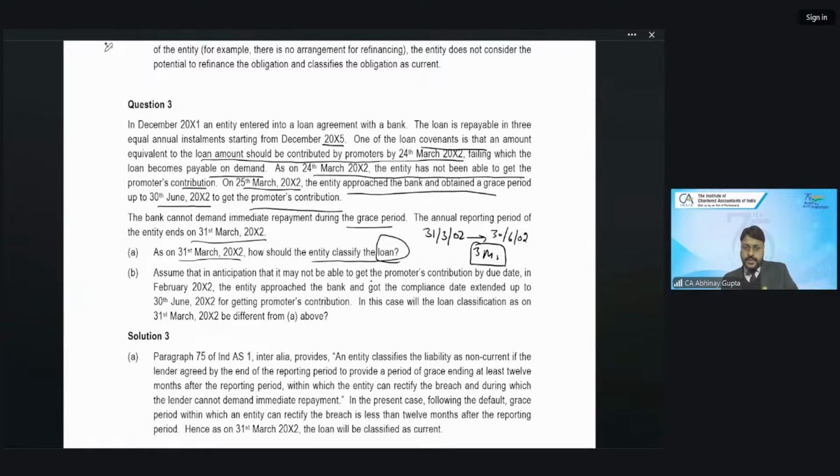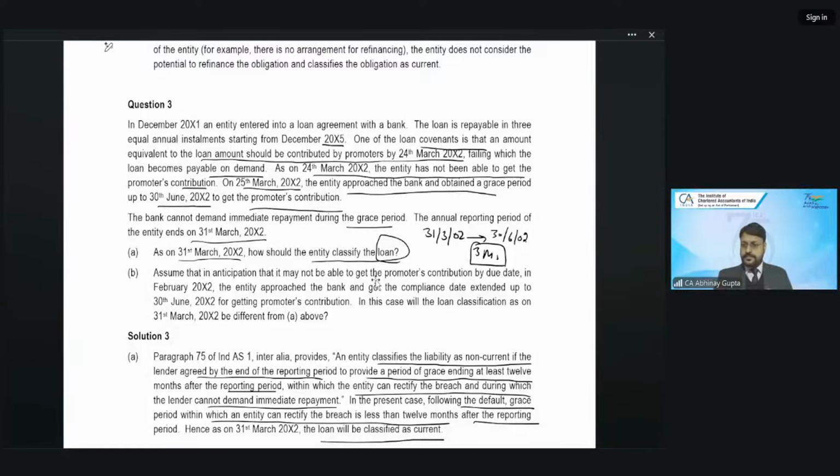correct? Paragraph 75 of Ind AS 1 inter alia provides that an entity classifies the liability as non-current if the lender agreed by the end of the reporting period to provide a grace period of at least 12 months from the reporting period, within which the entity can rectify the breach and during which the lender cannot demand immediate payment. In the present case, following the default, the grace period within which the entity can rectify the breach is less than 12 months, right? Because the grace period itself is less than 12 months from the reporting date, and hence the liability will be current only.